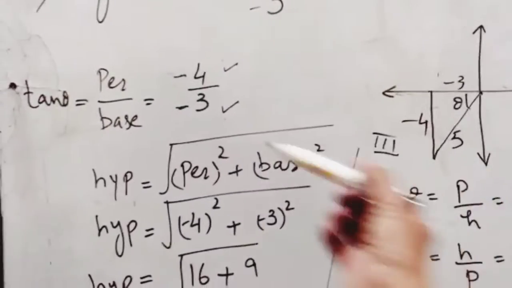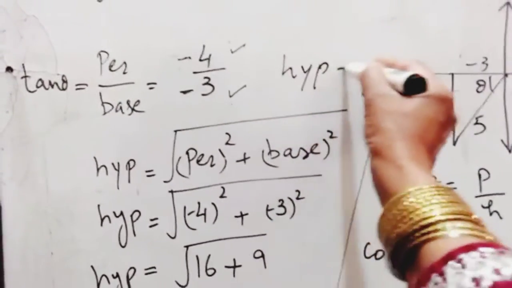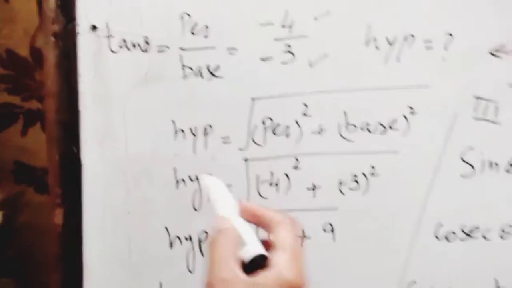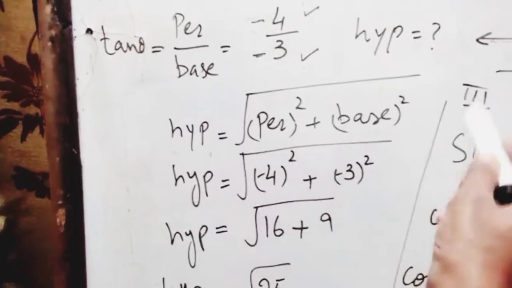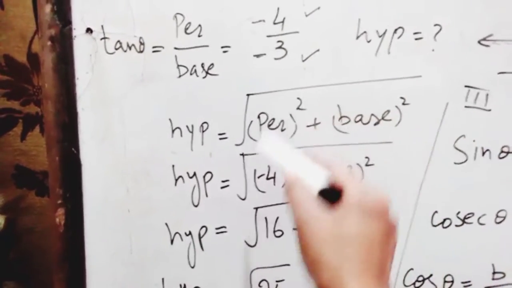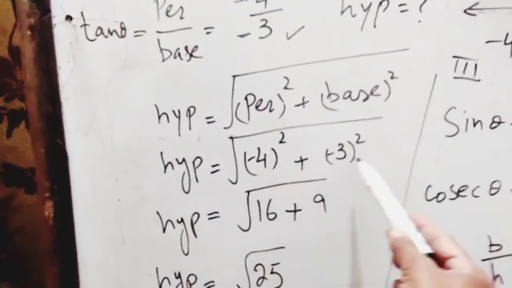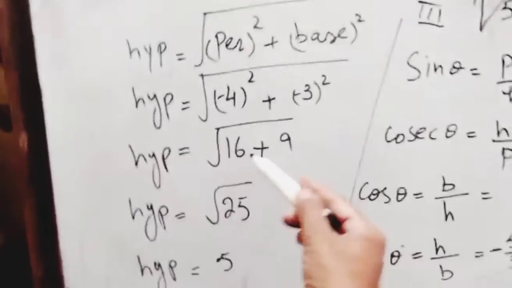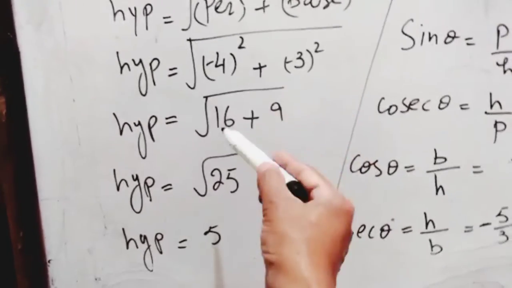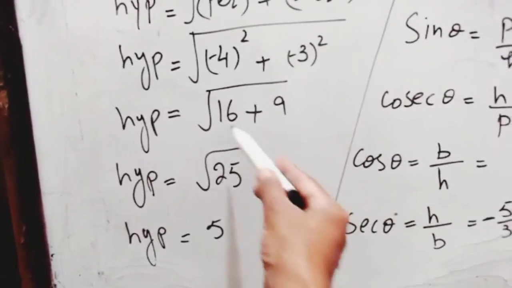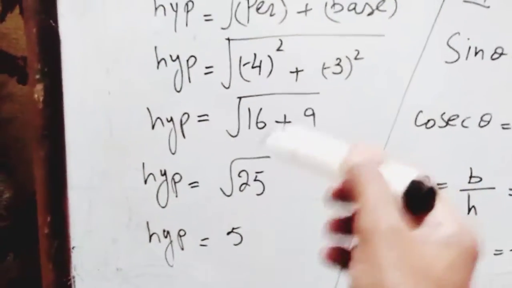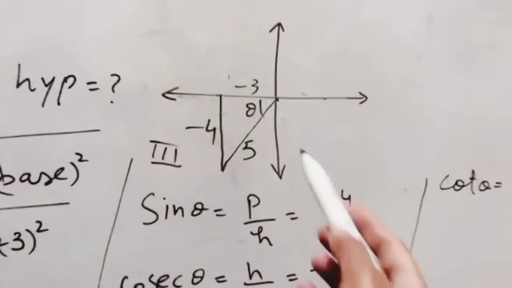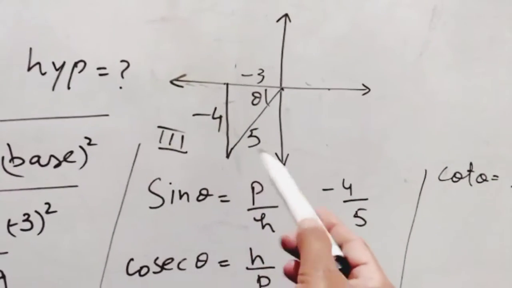The hypotenuse is missing and unknown in this question, so we can find its value by the Pythagoras theorem. Hypotenuse is the square root of perpendicular square plus base square. Perpendicular is minus 4 and base is minus 3, so it is under root 16 plus 9. 16 plus 9 is 25, and the square root of 25 is 5. So the hypotenuse is 5. Now all three values of the right triangle are minus 3, minus 4 and 5.